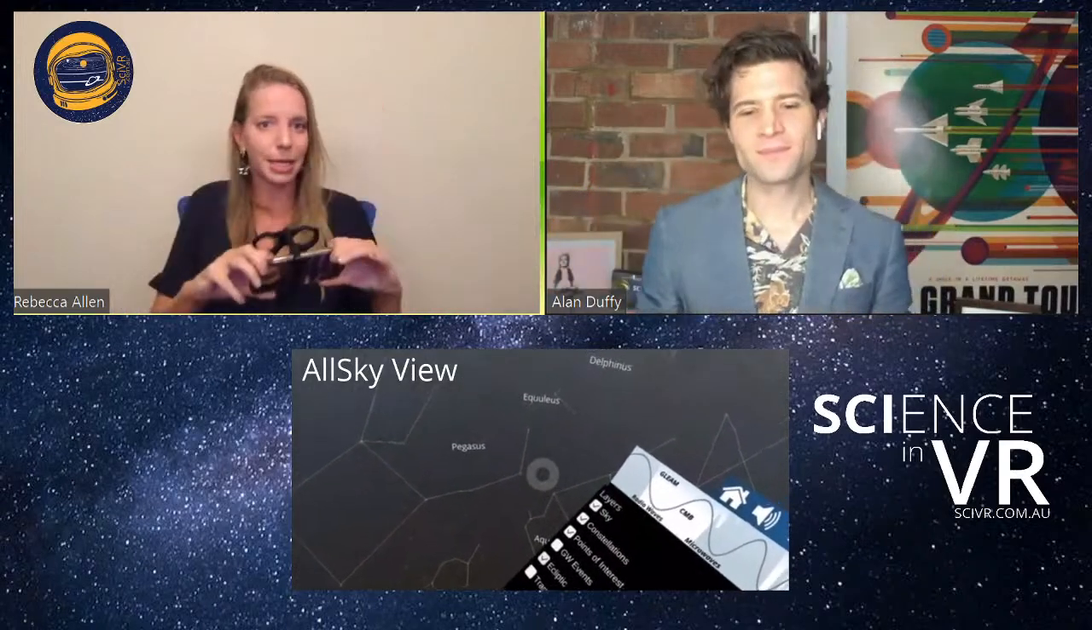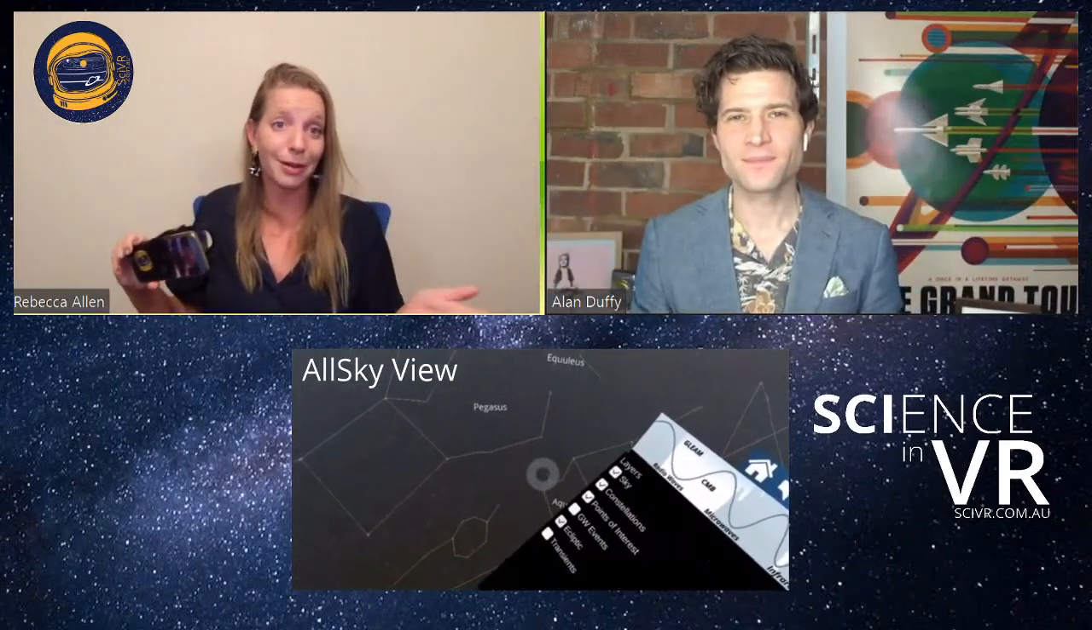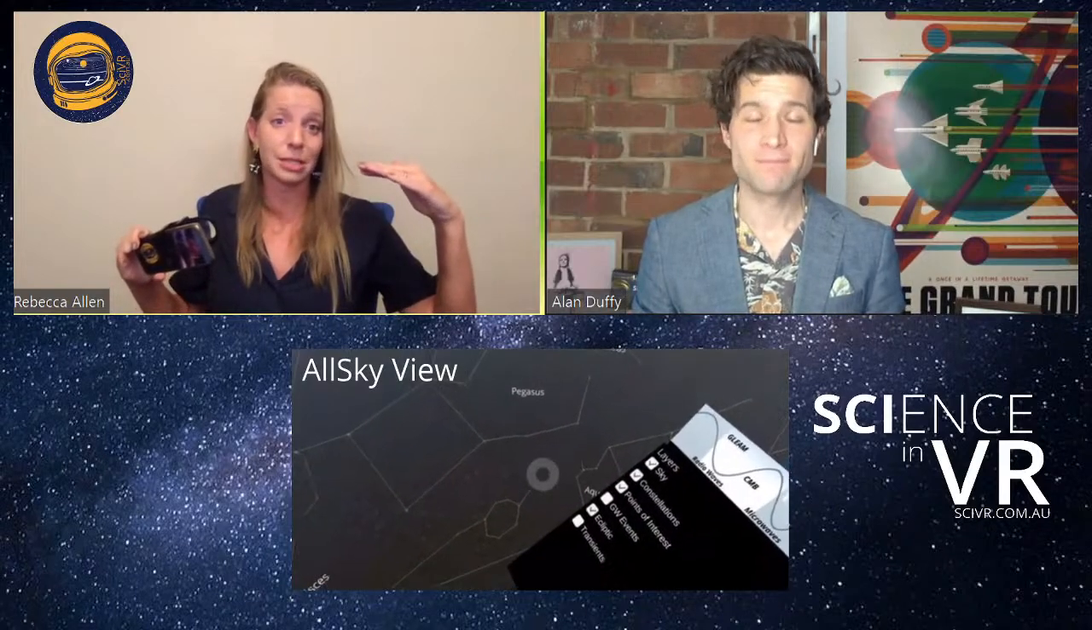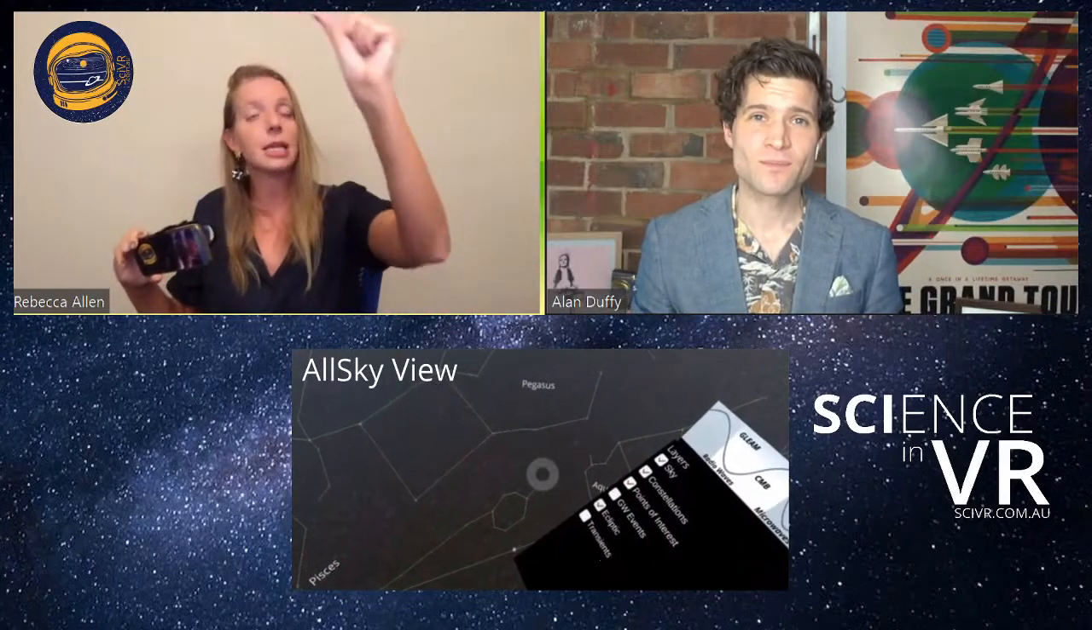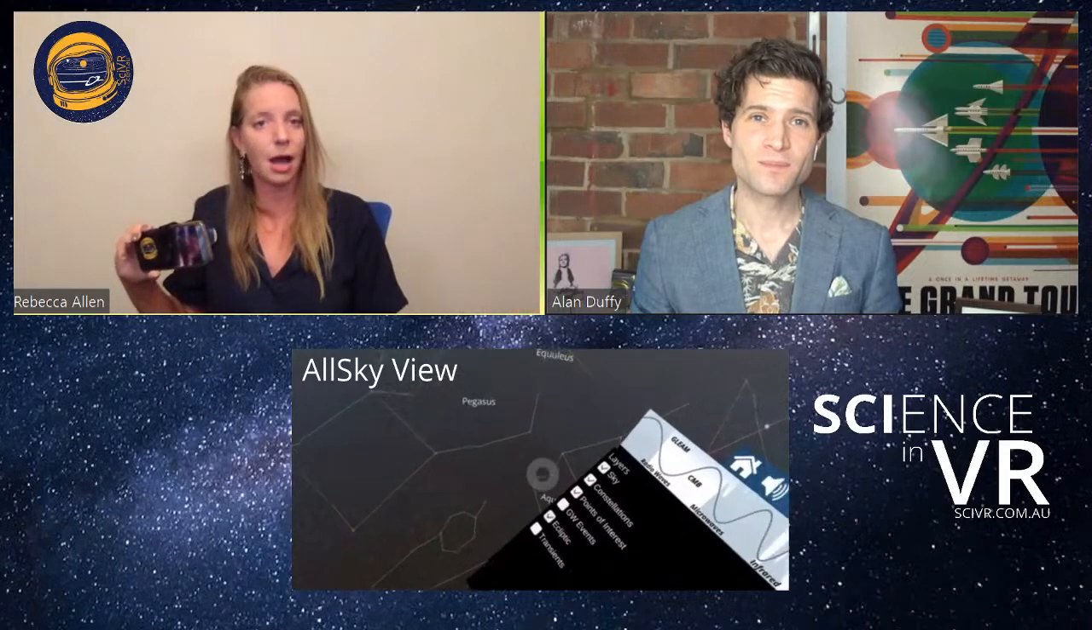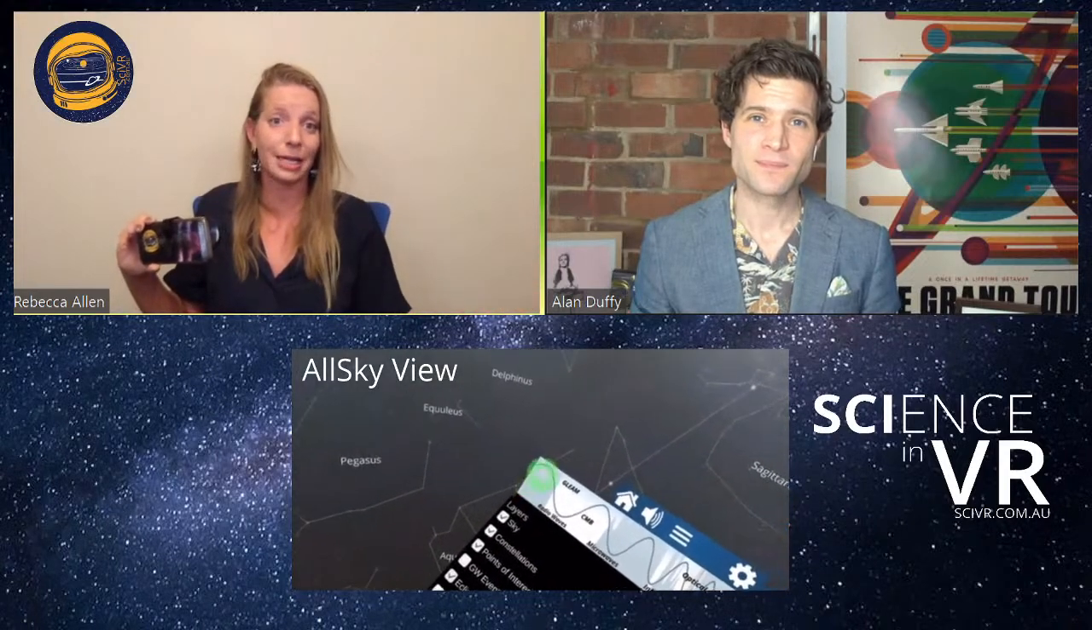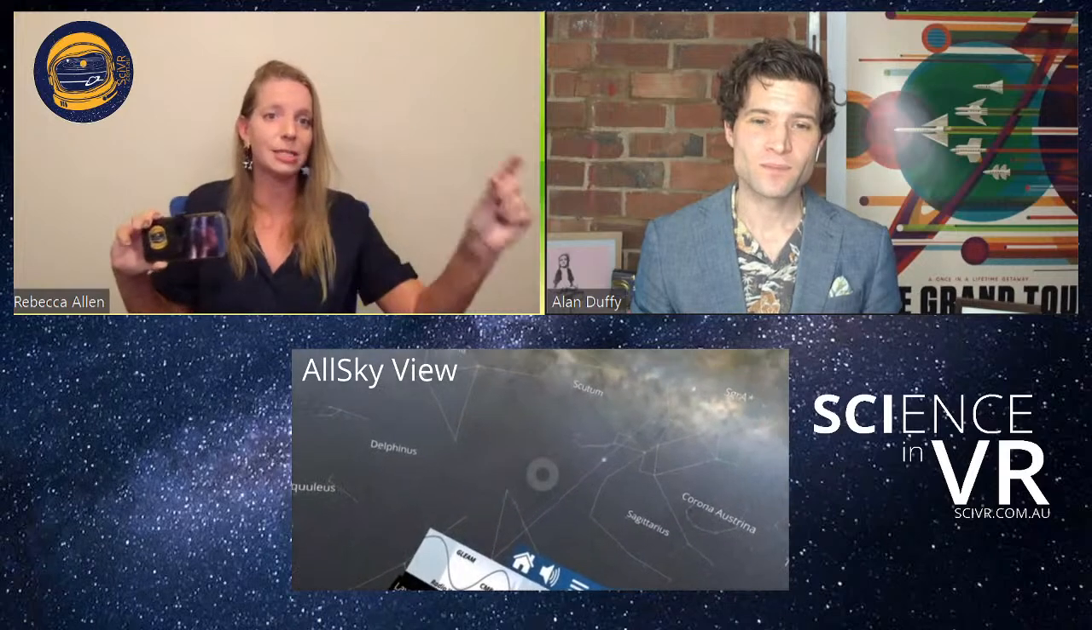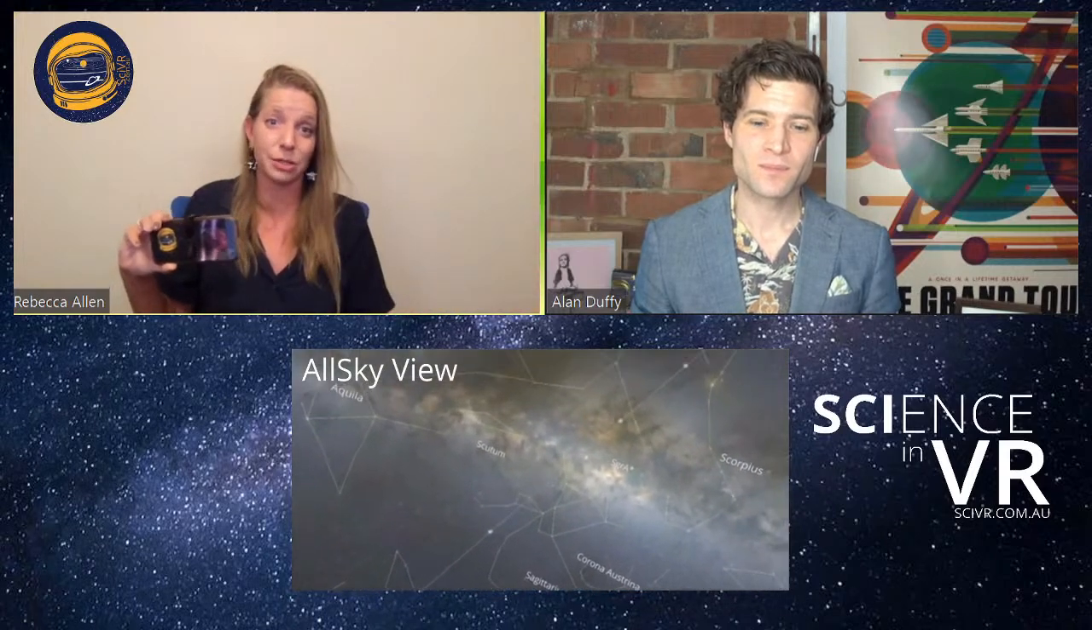Now, the ecliptic is what we just explored. That's the plane of our solar system, the path we see the sun take across the sky, as well as the other planets. So it's that path that we see, that's the plane of our solar system.